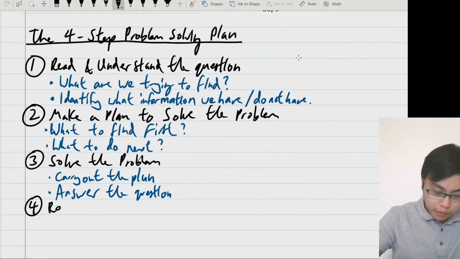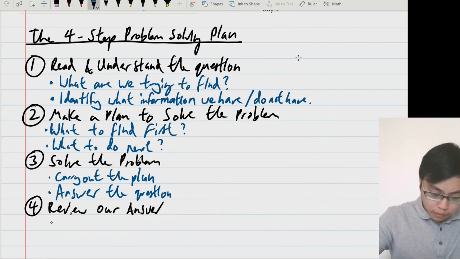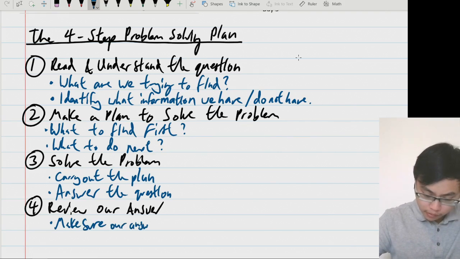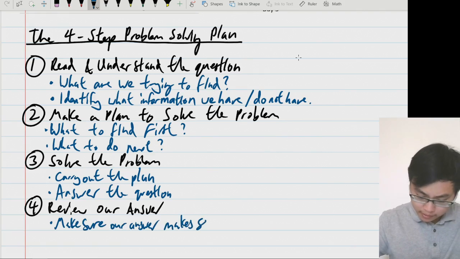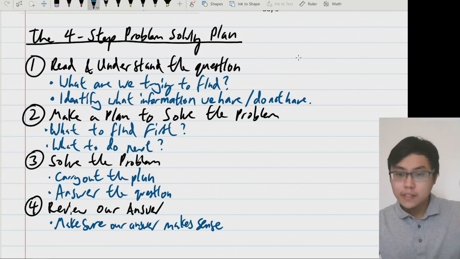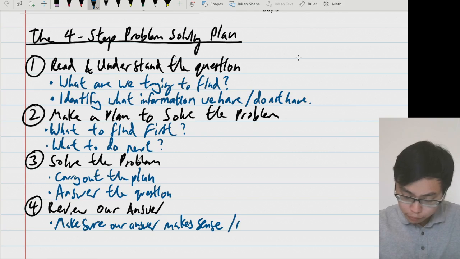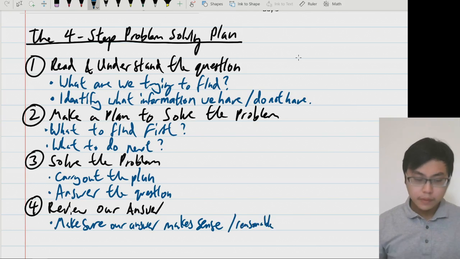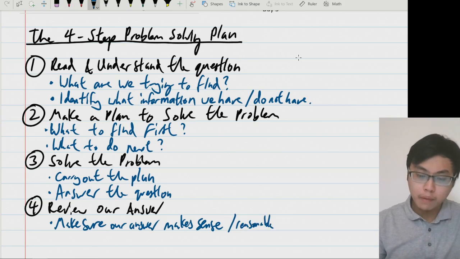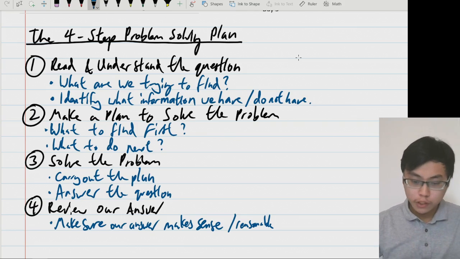We want to review our answer. We want to make sure our answer makes sense. Don't just answer the question and assume we're done. We always have to look back and see if it makes sense. Is it reasonable? So this is what we call the four-step problem-solving plan. It sounds complicated, but let's go straight into the question.